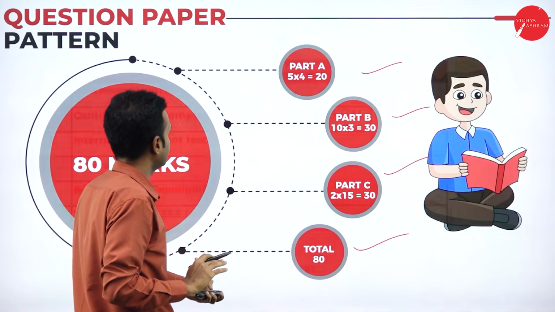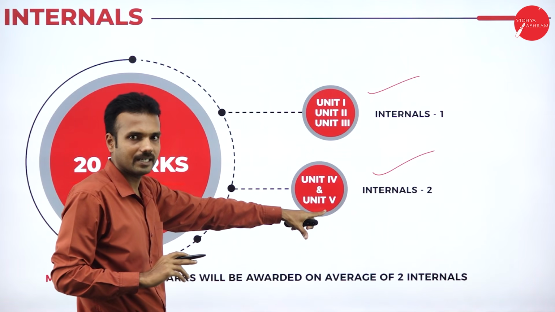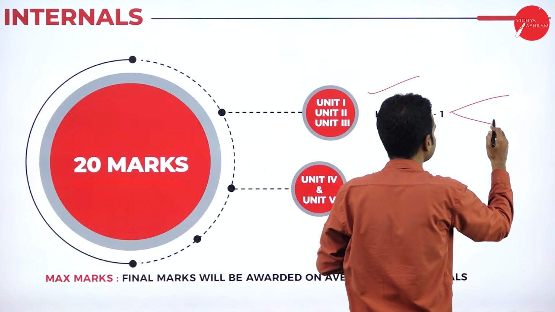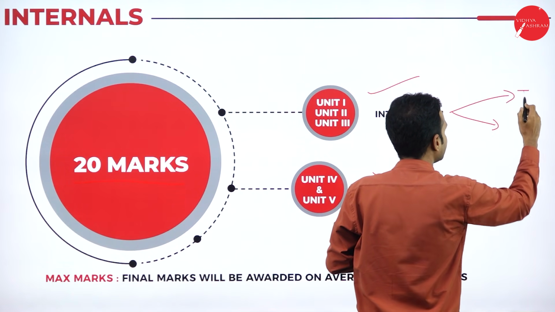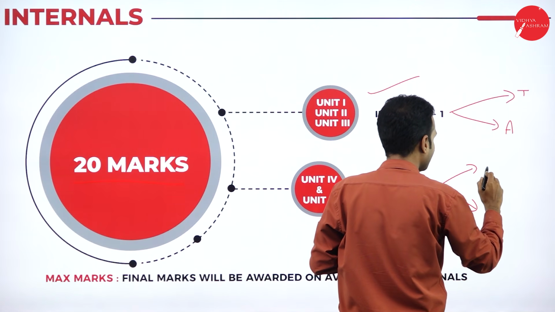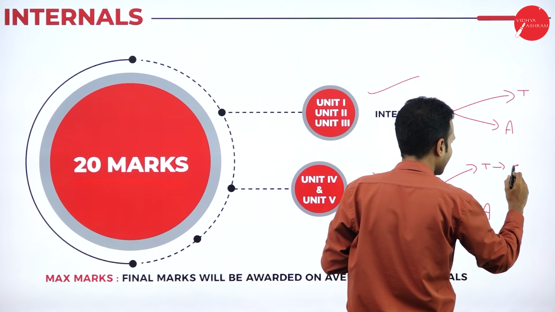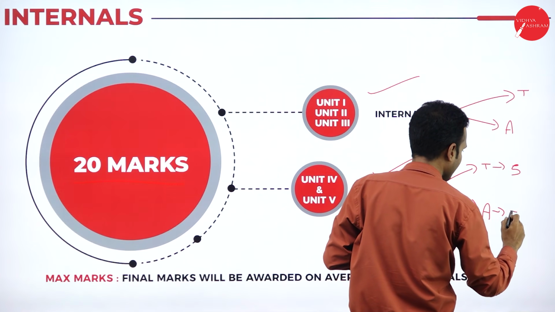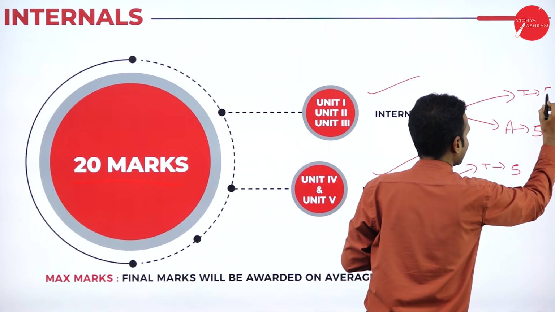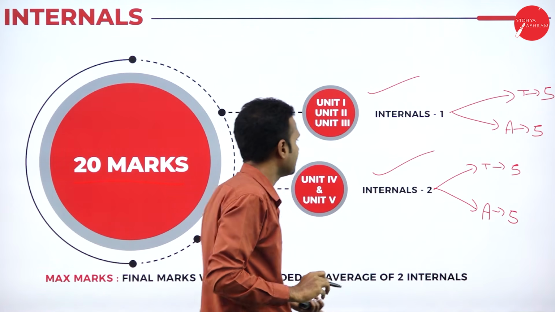In this slide, I say that internal 1 and internal 2 will be considered. In internal 1, there are 2 criteria: one is test, second one is assignment. Here also there are 2 criteria: one is test and second one is assignment. This carries 5 marks, this carries 5 marks. Even this also the same, 5 marks and 5 marks. So 5 plus 5, 10. 5 plus 5, 10.